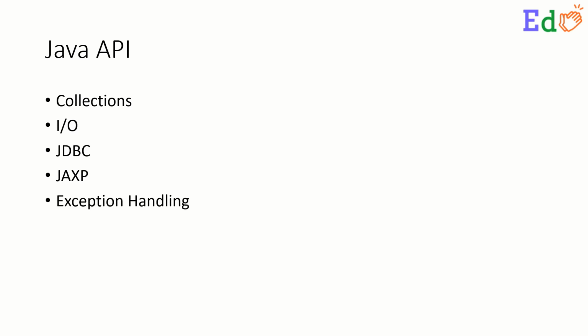Now, there are a number of Java APIs. API stands for Application Programming Interface. The first one is collections. The second one is I/O. The next one, JDBC. Then JAXP. Then exception handling. We have to learn each of these.